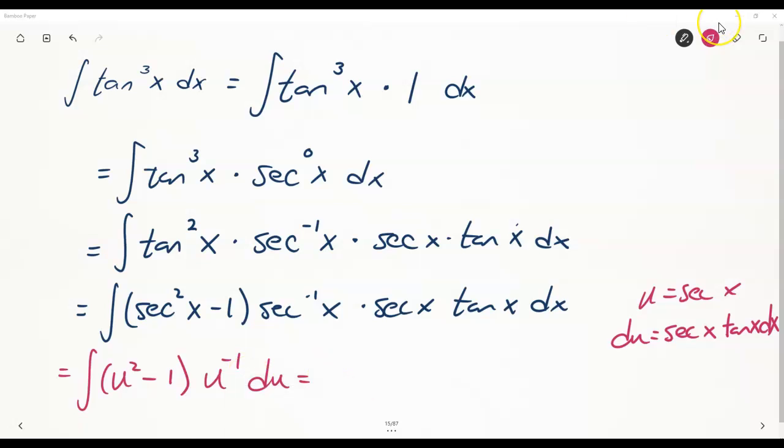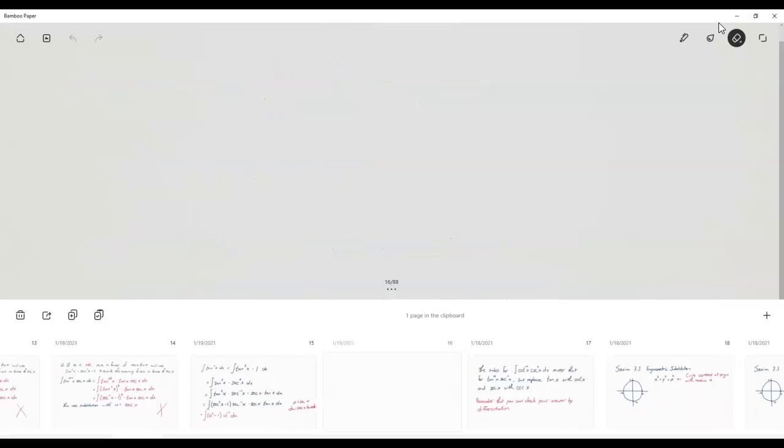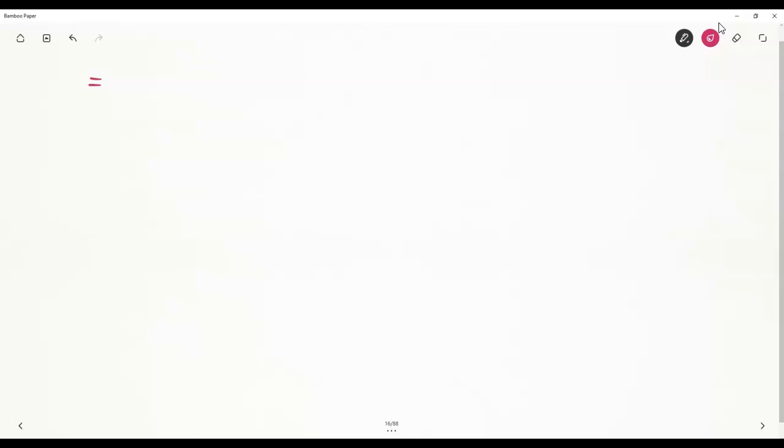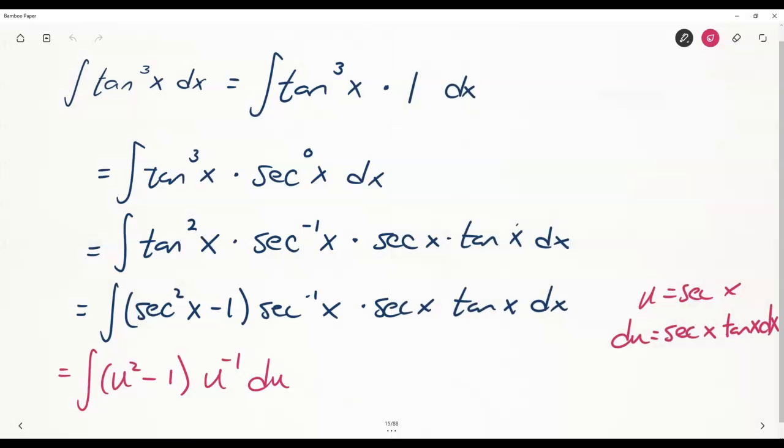And I'm not even going to try to attempt to cram it in here. Let's just start another page. Okay, now in this problem, I don't have a power out here that I've got to FOIL out the u squared minus 1. I can just go ahead and distribute this u minus 1 indirectly.